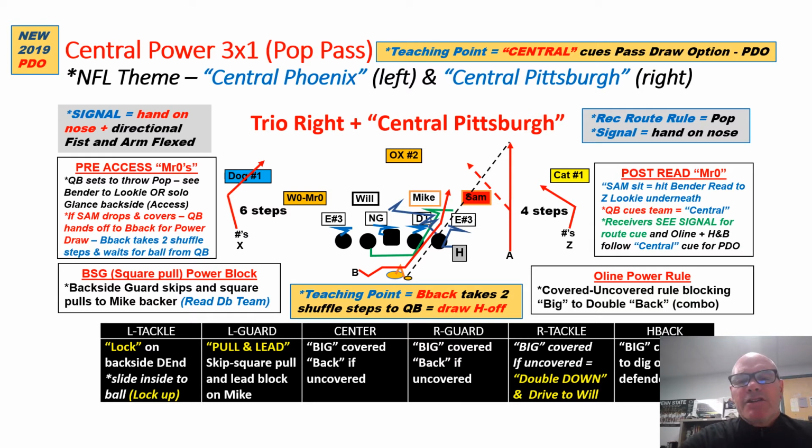If he doesn't fill, then the back is going to take two shuffle steps as if he's doing pass protection, and he's going to stop at the front near hip of the quarterback. If the quarterback sees the Sam drop, then he'll turn and present the ball to the back. What's key here is the running back will take those two shuffle steps, and then he'll put his inside arm up to be ready to receive the handoff where the quarterback will place it. So again, just using power RPO, and we're going to change it and go PDO.